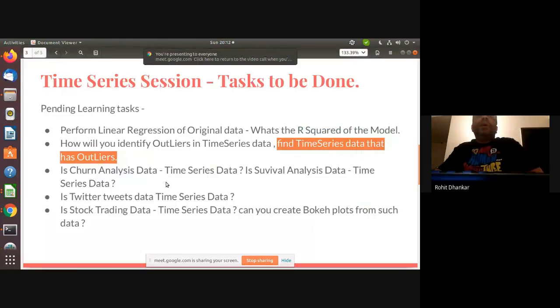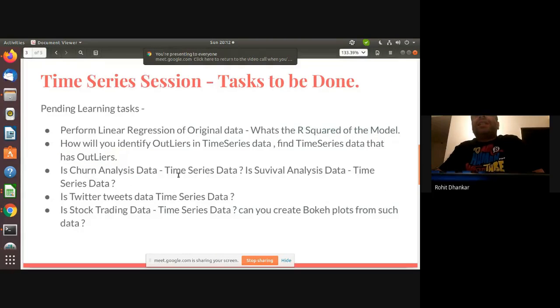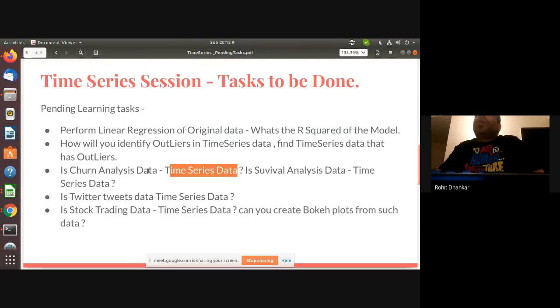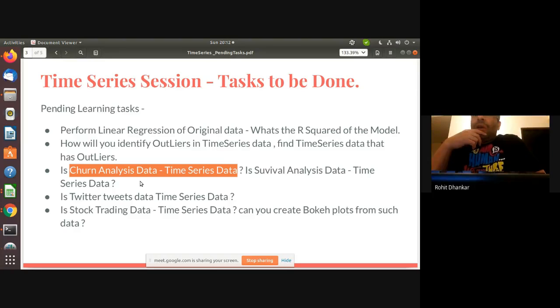So that is one. Then, is churn analysis data time series data? Again, it's good to relate the concepts that we are working on. If we can relate the concepts we are working on, we have a much more in-depth understanding of those.